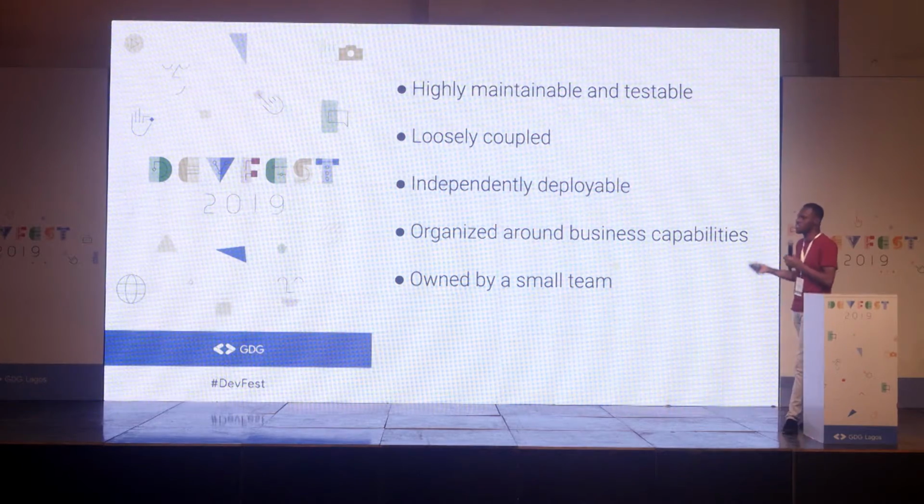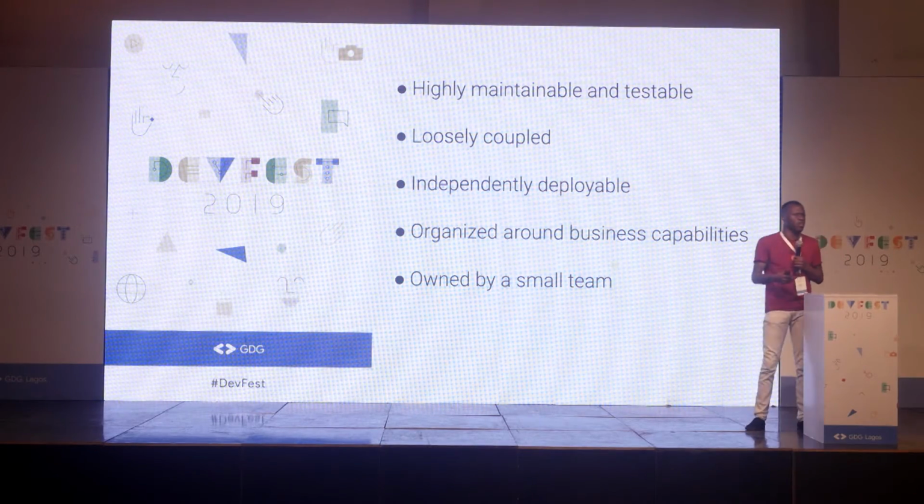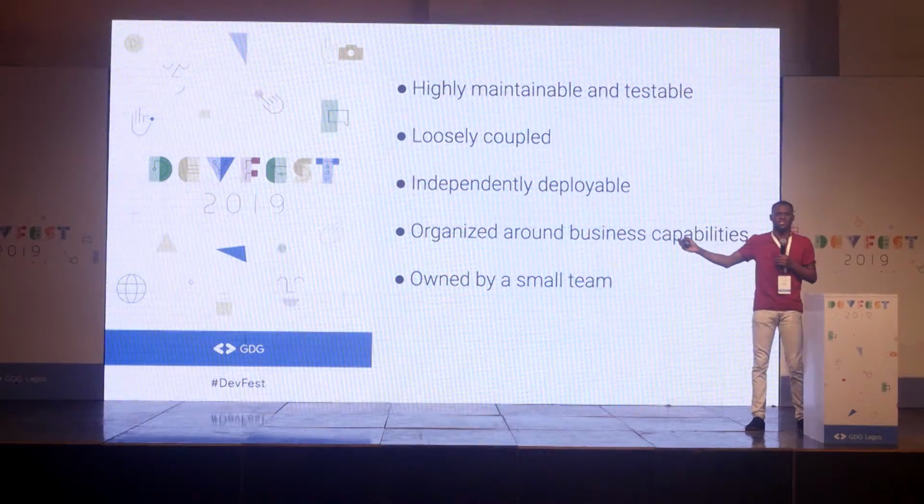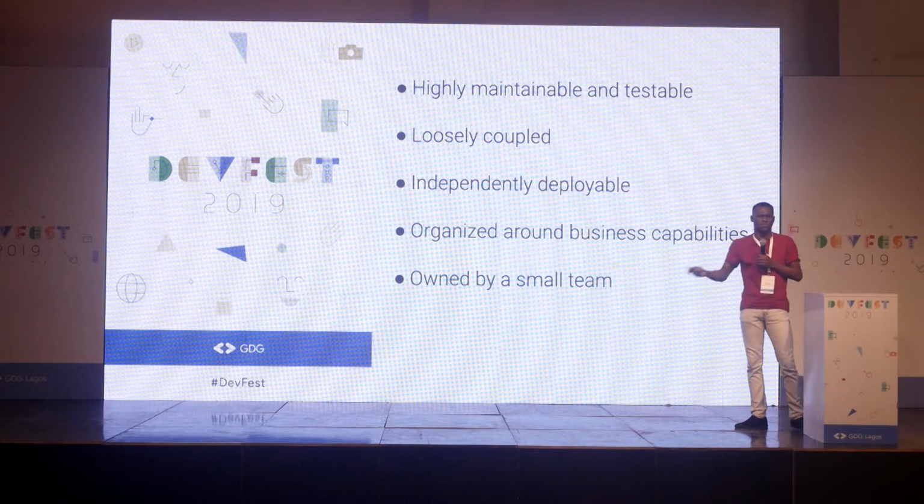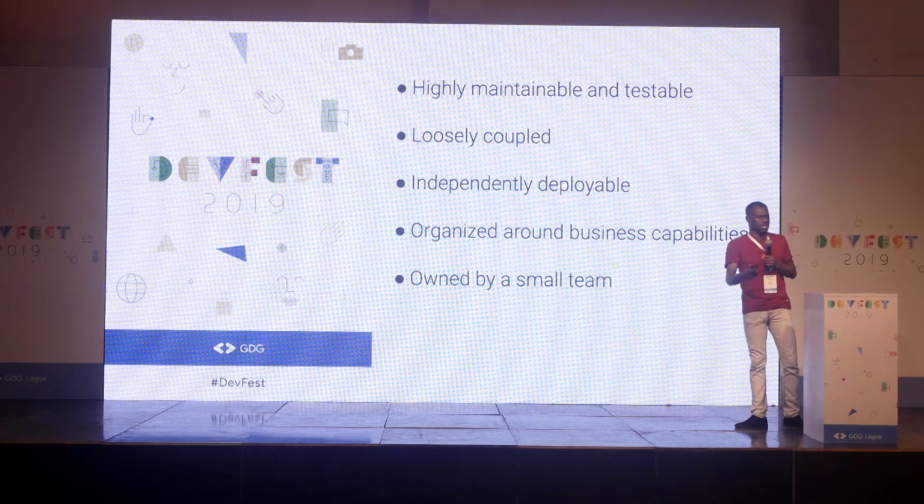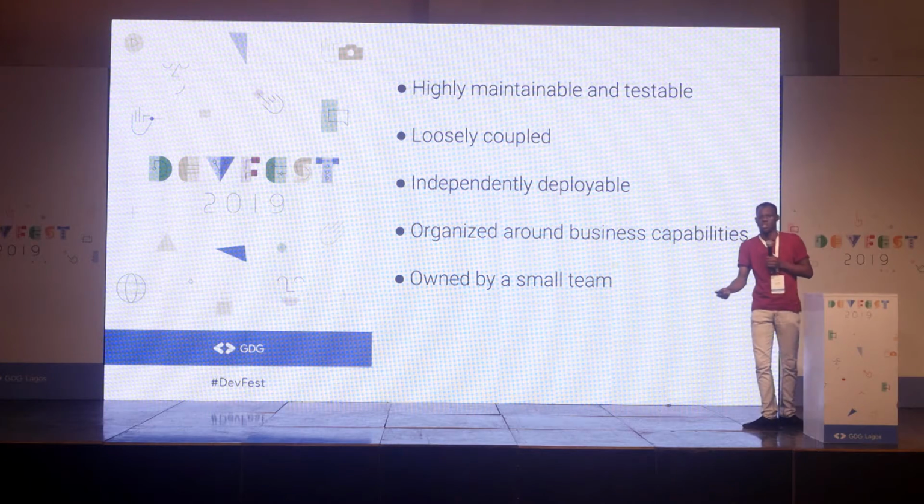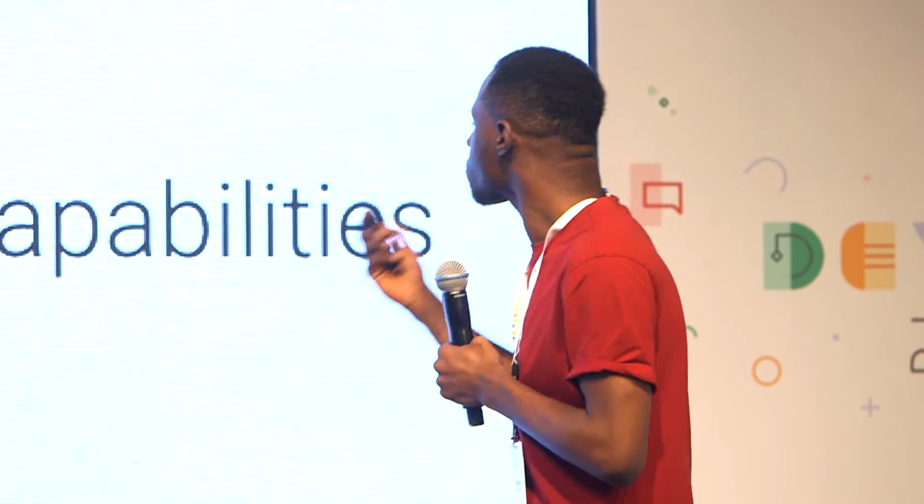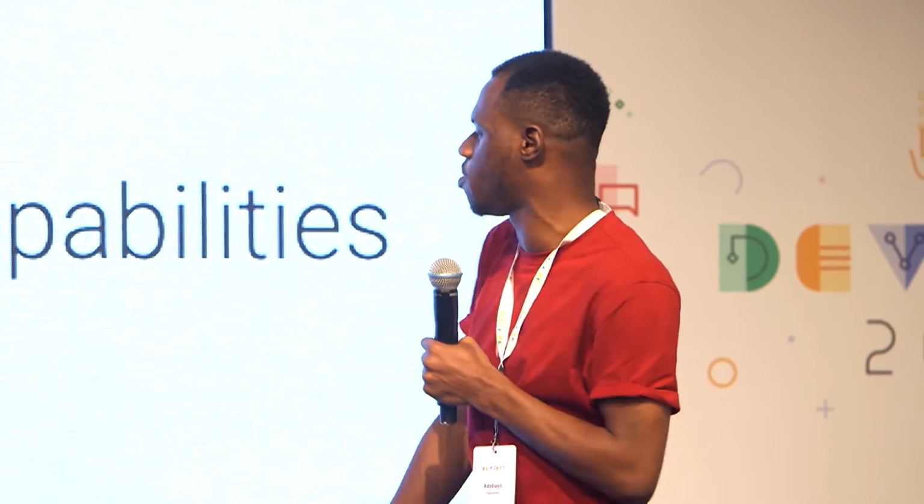Independently deployable: you should be able to deploy each service as a separate instance, and it should be managed as a separate instance. In case you want to change something in that service, you don't have to restart your entire app just because you changed something in one service. It's supposed to be organized around business capabilities, and it's supposed to be owned by a small team.